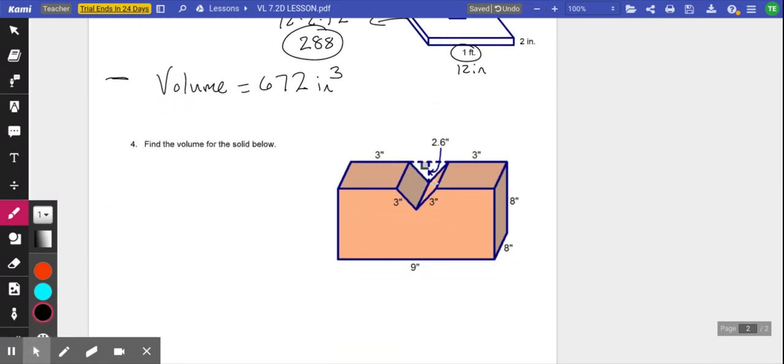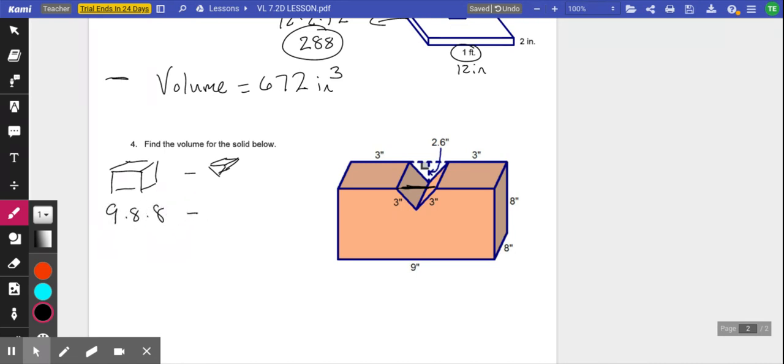Find the volume of the solid. So first thing I'm going to do is I'm going to treat it like it was completely filled in. So I'm going to first do a rectangular prism, and then I'm going to subtract out the triangular prism. So I'm going to do my rectangular prism minus that tiny triangular prism. Okay. So to find the volume of the rectangular prism, I just have to multiply the dimensions. 9 times 8 times 8.